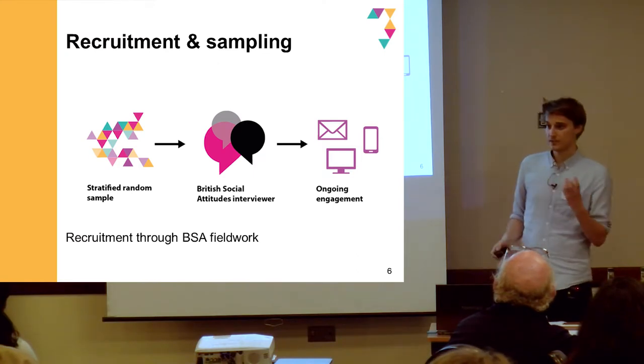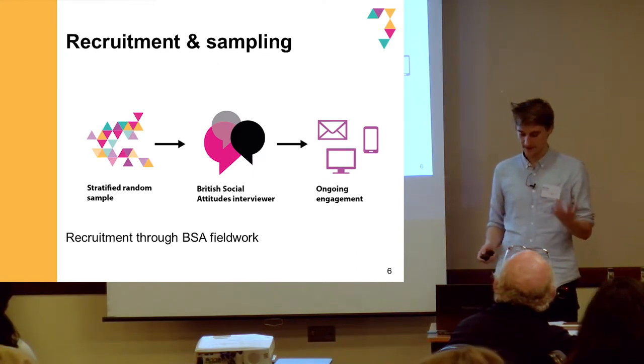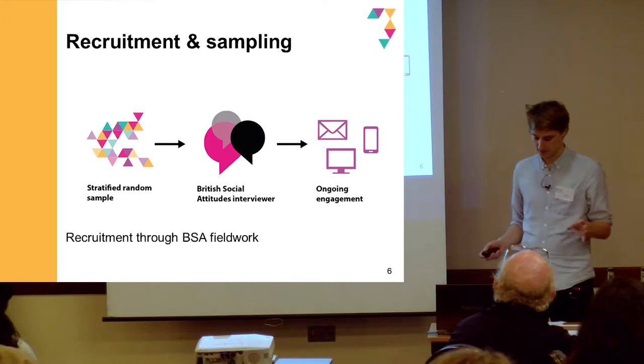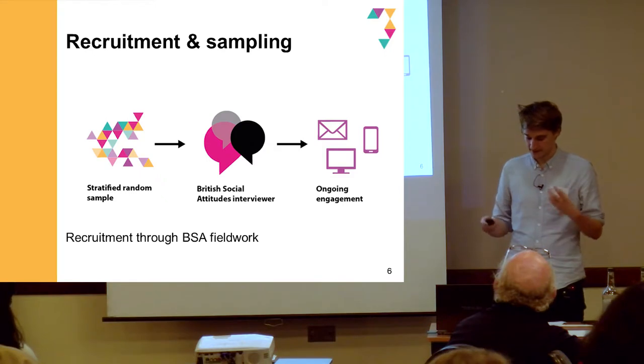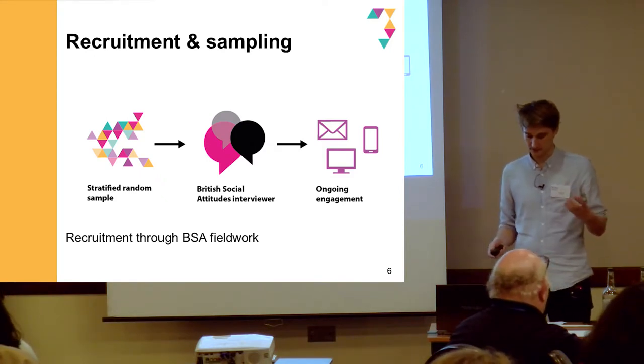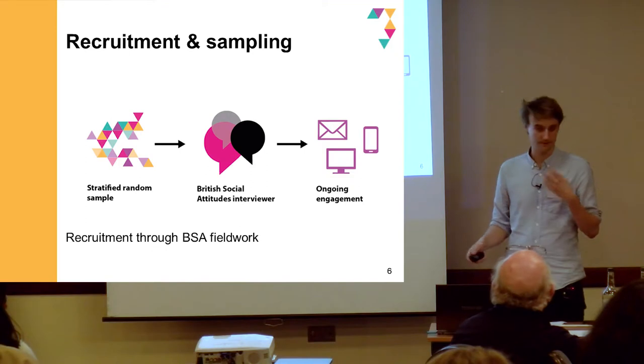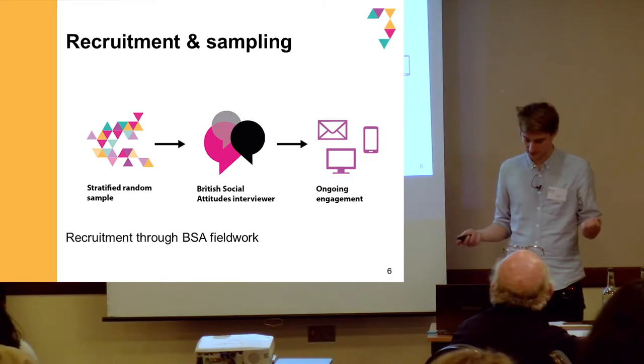So the British Social Attitudes Survey is a probability-based face-to-face survey of people aged 18 and above in Great Britain. And that means that households and individuals are selected at random, and considerable effort is expended by our field interviewers to achieve an interview, including visiting that address multiple times.